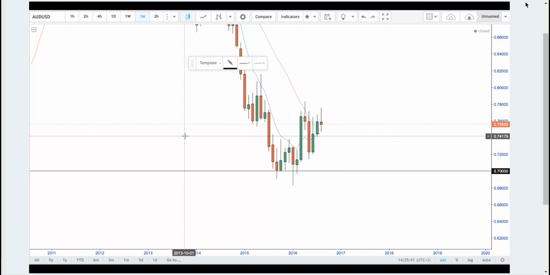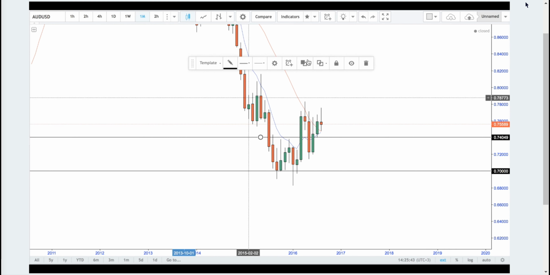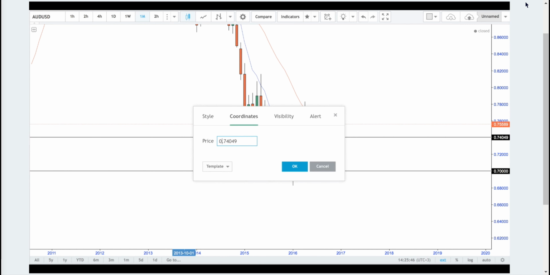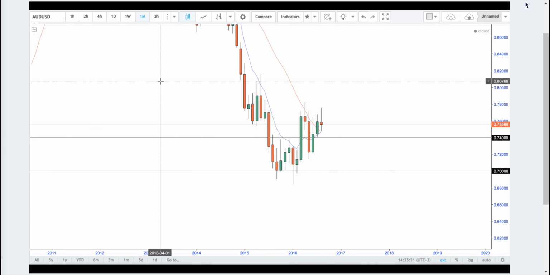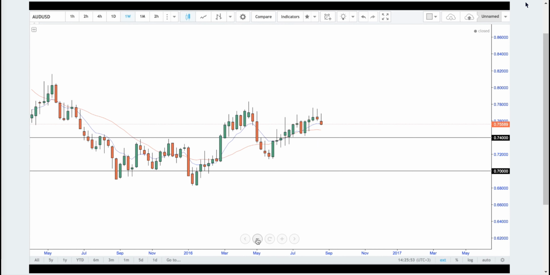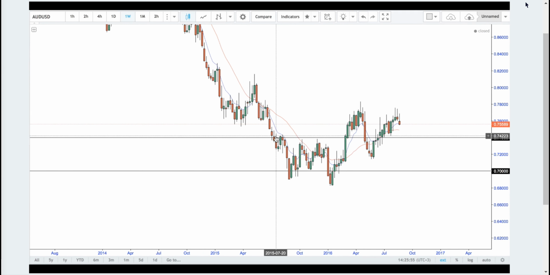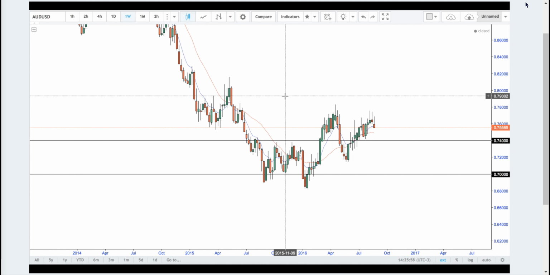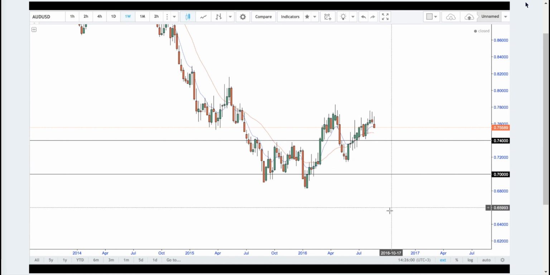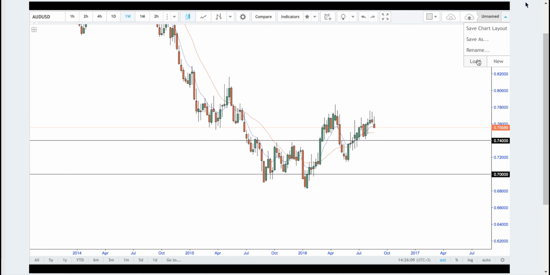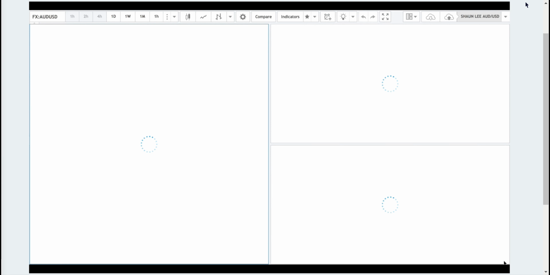My next area is 0.7400. So again, I can just come in here and modify 0.7400. Looking at this on a weekly perspective, we have this area around here. Now, what I've done with this, in the back of my mind, I'm trying to get the average, because after I've plotted my first two levels on there and I'm happy with that, I am in fact going to be adding a thin strip.